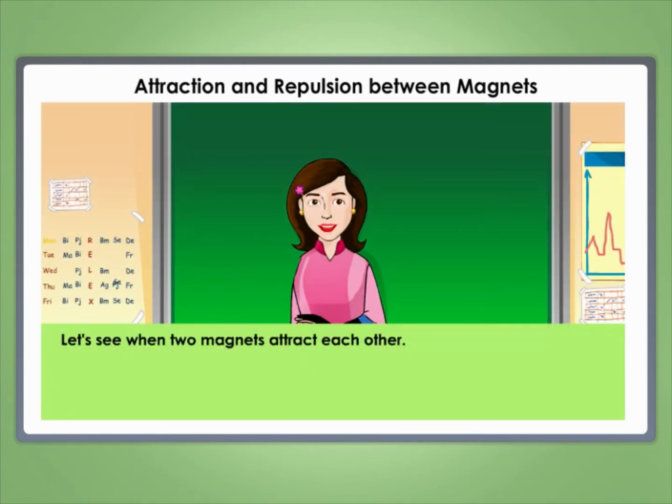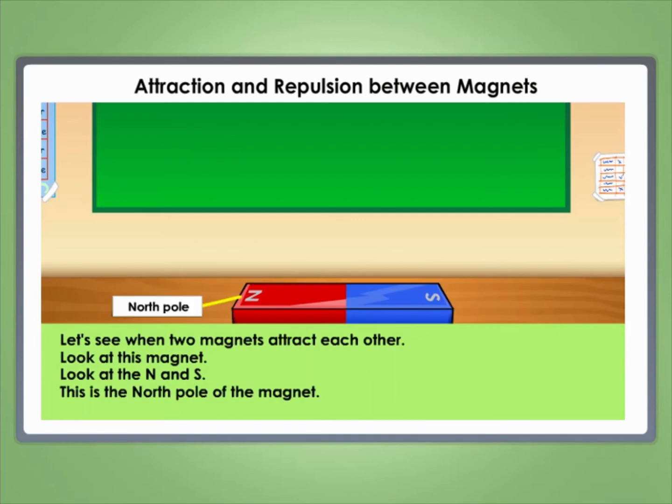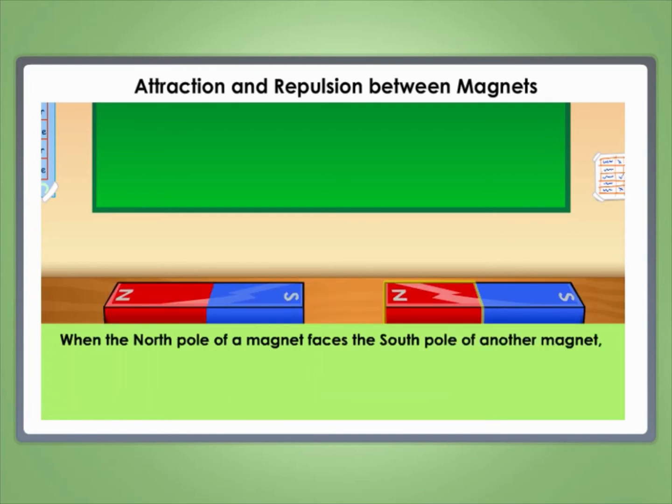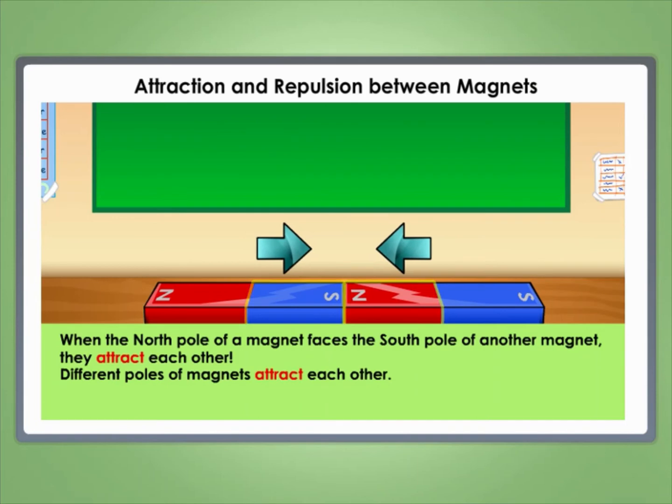Let's see when two magnets attract each other. Look at this magnet. Look at the N and S. This is the north pole of the magnet. This is the south pole of the magnet. When the north pole of a magnet faces the south pole of another magnet, they attract each other. Different poles of magnets attract each other.